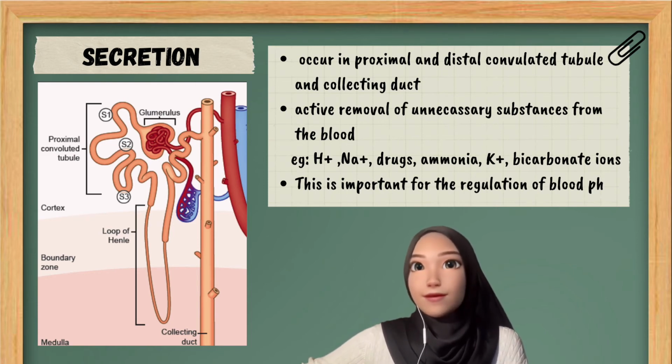Okay, now the last step of urine formation, which is the secretion process. Secretion occurs in the proximal and distal convoluted tubules and also the collecting duct. Secretion is where the active removal of unnecessary substances from the blood happens.